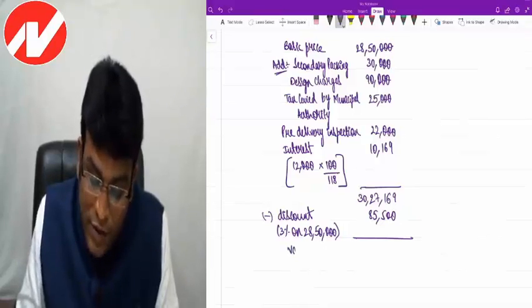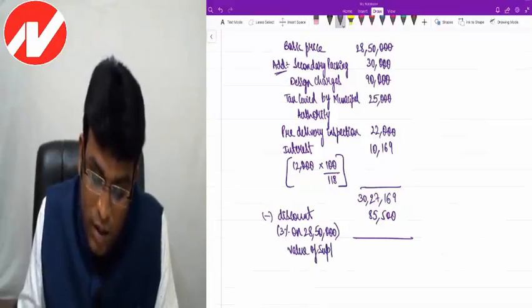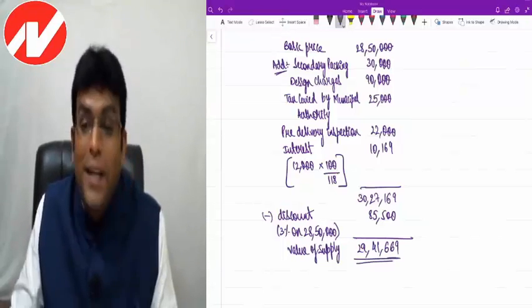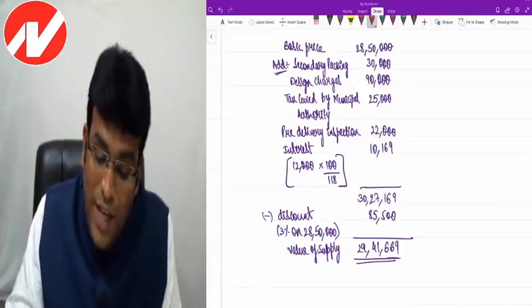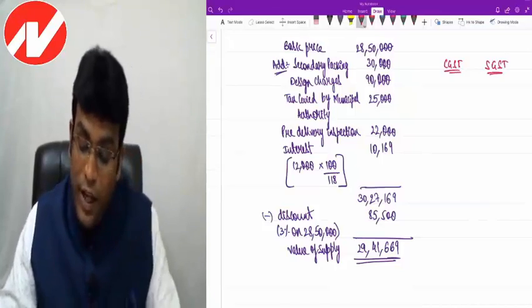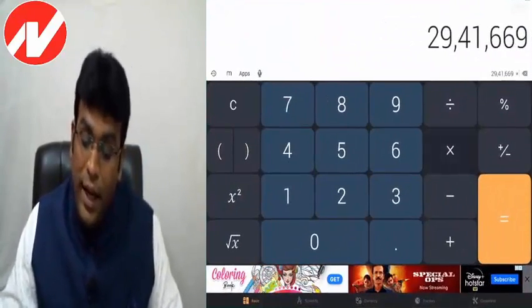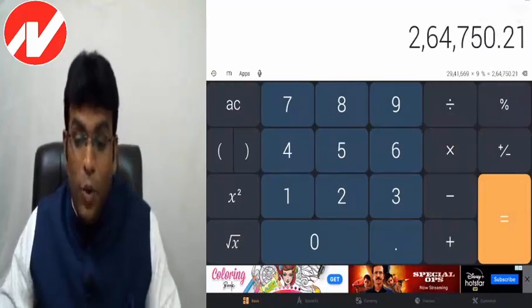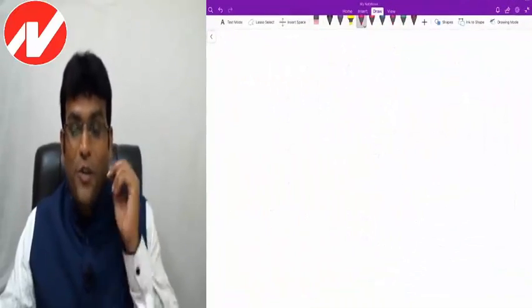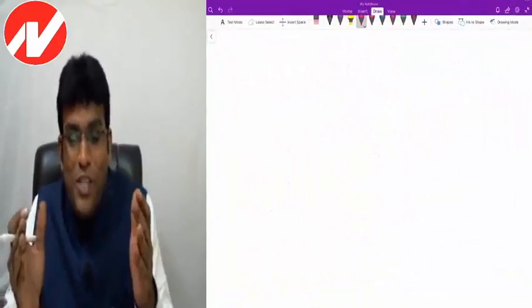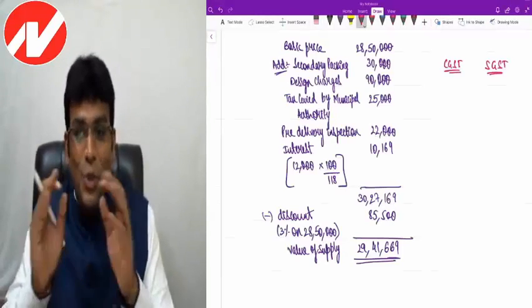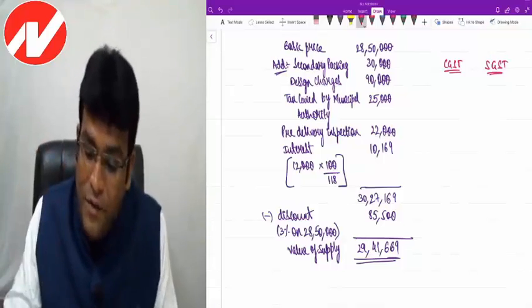So my value of supply will be 29,41,669. On this, when I start calculating my CGST and SGST, what is the figure, friends? 29,41,669 into 9%, that's coming to 2,64,750. 2,64,750 becomes my CGST, and of course SGST also remains the same. Correct or not? Exactly. 2,64,750, my dear friends.